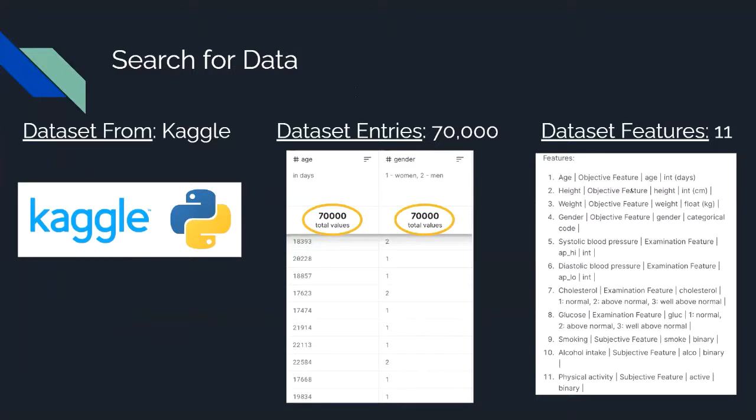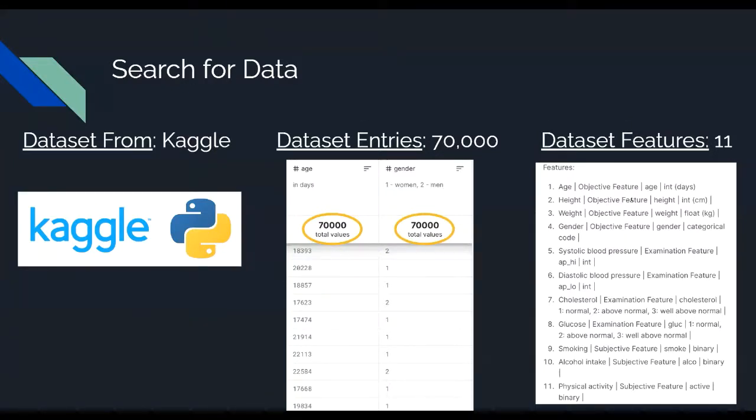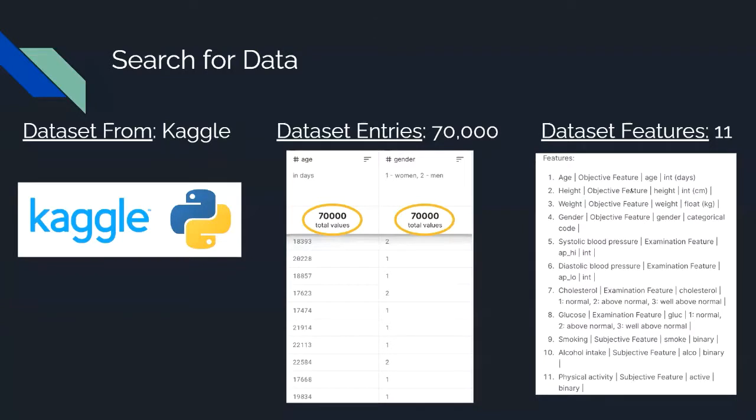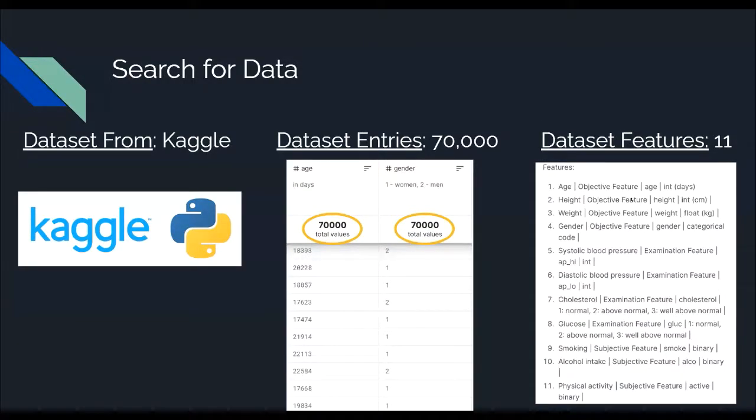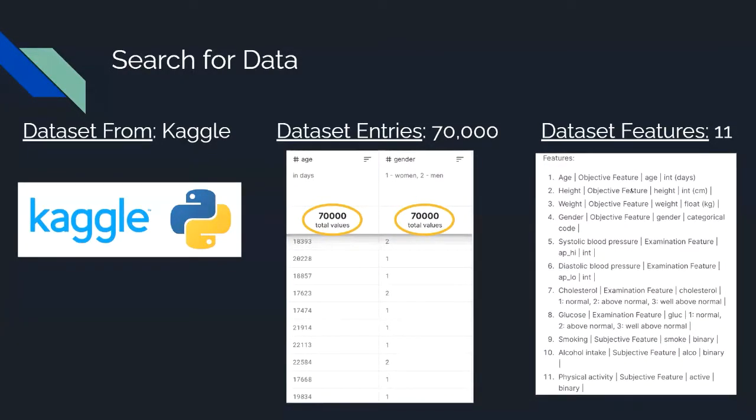So first, before even creating our data model, we needed to find a good data set to maximize the accuracy of our data model. The two requirements for a good data set are that it had a large number of entries from our patients, and that it had a good amount of features, which include age, weight, blood pressure. We found the perfect data set on Kaggle, which included 70,000 inputs from our patients, and it had 11 different data set features. With this, we took our data set and moved on to data interpretation.